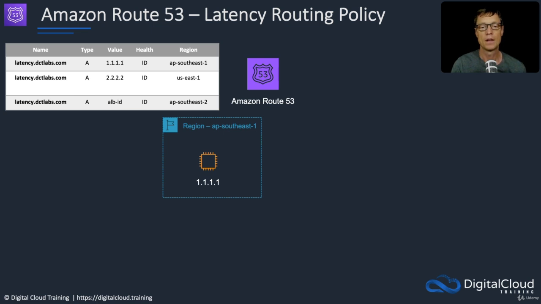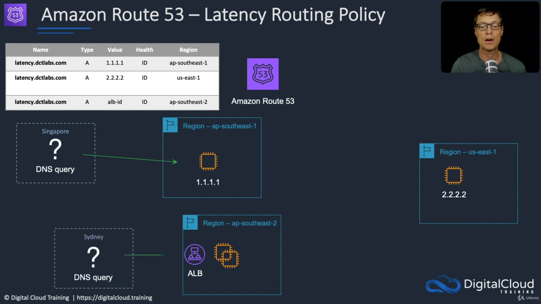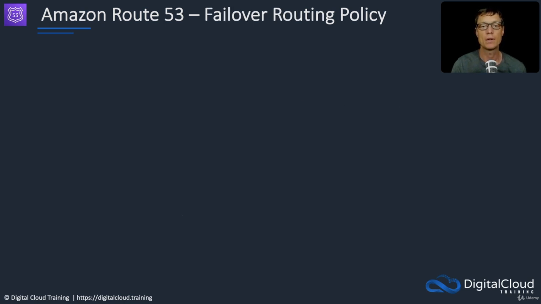to them. So let's say we've got AP Southeast 1, AP Southeast 2, and US East 1. If we have somebody doing a DNS query in Singapore, they'll get directed to AP Southeast 1 because that's the closest endpoint to where they are, the lowest latency. If they're in Sydney, they might go to AP Southeast 2, and if they're in New York, they'll go to US East 1. Again, you can optionally enable health checks for any of these endpoints.